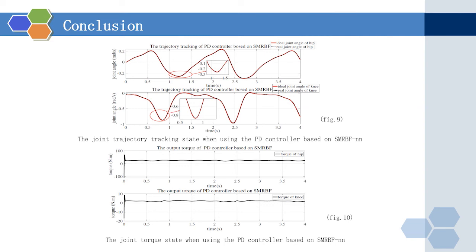The output torque is smooth and more in line with the actual practice of human motion, taking into account that in practical application, using the PD controller based on the SMRBF neural network will be better than just using the SMRBF neural network controller.